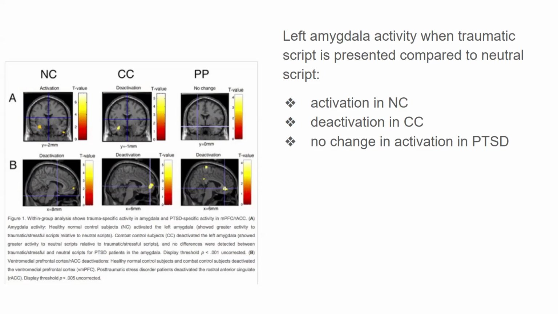And then in PTSD patients, they're not seeing any change in activation of the left amygdala when presented with the traumatic script, and it's possibly due to PTSD patients having an increased baseline activity of the amygdala. So when they're presented with traumatic scripts, it's not gonna significantly change the amygdala activity because it's already high. And one thing to know is that even in combat controls, we do see dysregulation of brain activity. It just differs from what's happening in PTSD. You don't need to know specifically why, just know the brain activity changes that occur when presented with a traumatic script.